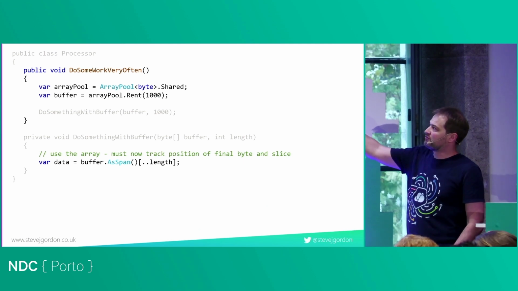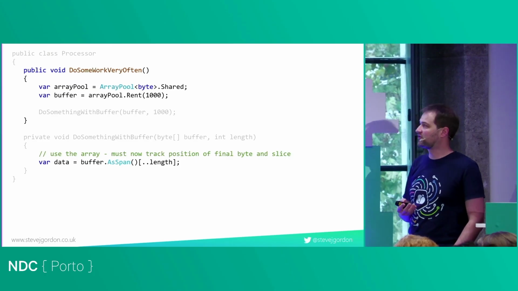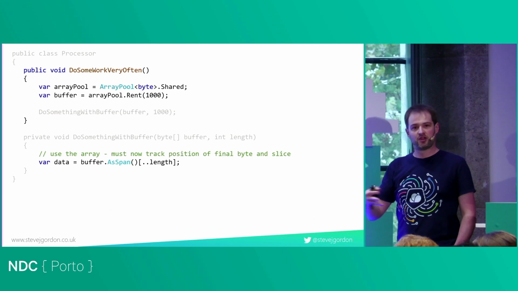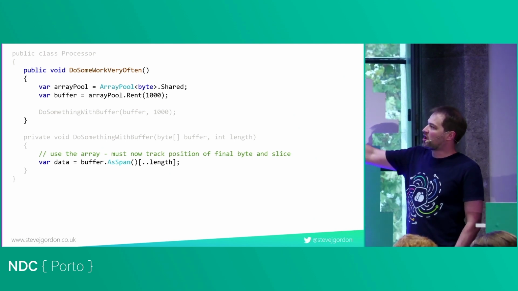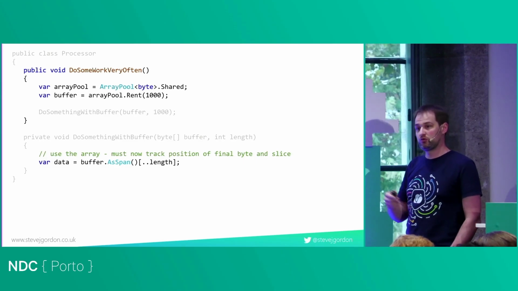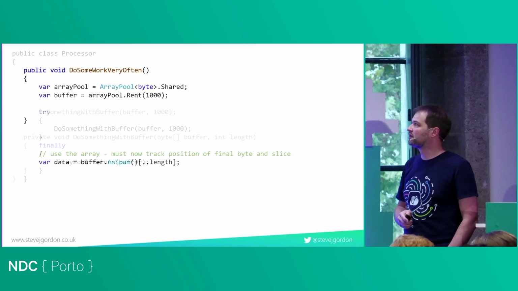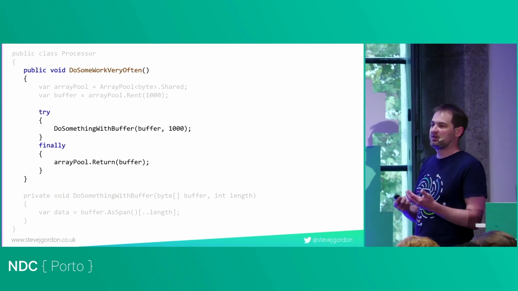Because typically, if we rent 1,000, the minimum size that ArrayPool can give us is 1024 bytes. And it might even be larger if none of those are available and it moves a size up. And so it does mean that when we're working with the data below, we have to slice into it for the length that we actually know we've populated in the previous method. We do need to remember to return the array for the pool to have any real benefit.